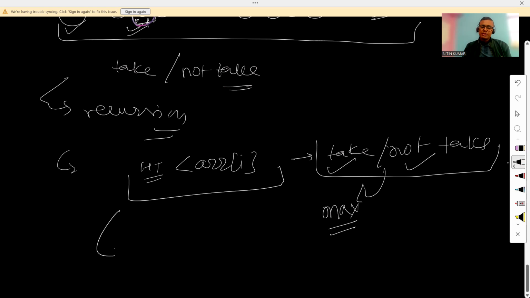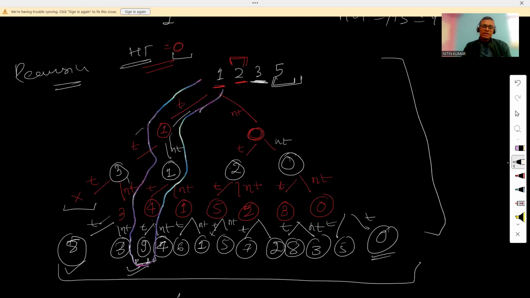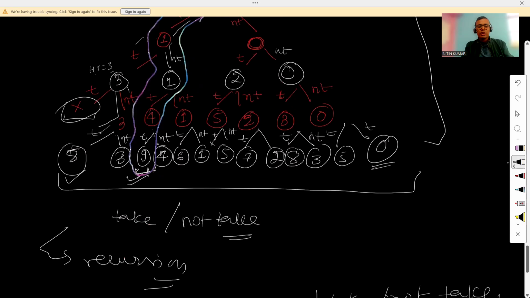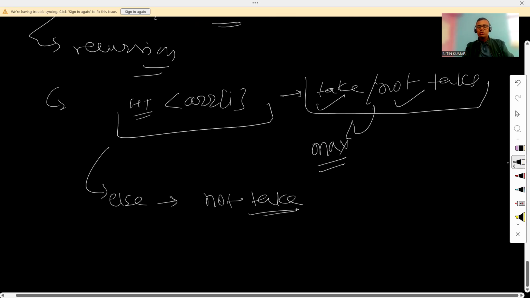And if this is not the case, if the else case occurs, then we have only one choice, which is to not take that, and we move further with that path only. You can see here, when the else condition occurs, when the height of the tree, which is 3, is equal to this 3, then we have only one path left to move forward. This path is closed for us. So this is the way to solve this problem.